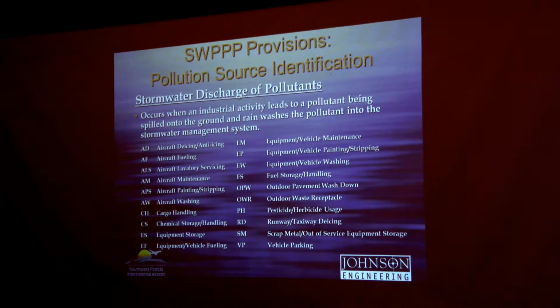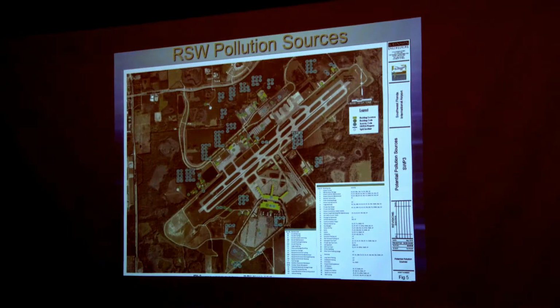The potential sources of pollutants that could be discharged into the stormwater system are organized by activity type, and they include aircraft de-icing or anti-icing, aircraft fueling, lab services, aircraft maintenance, painting and stripping, and aircraft washing, cargo handling, chemical storage and handling, equipment storage, equipment or vehicle fueling, maintenance, painting and stripping, equipment and vehicle washing, fuel storage, outdoor pavement washdown, outdoor waste receptacles, pesticide and herbicide use, runway and taxiway de-icing, scrap metal and out-of-service equipment storage, and vehicle parking.